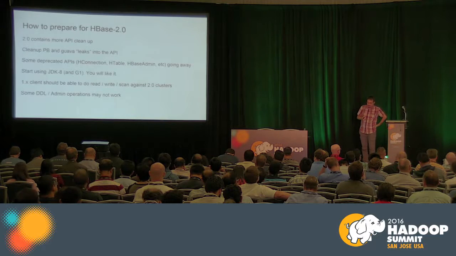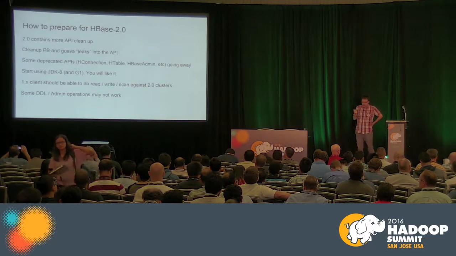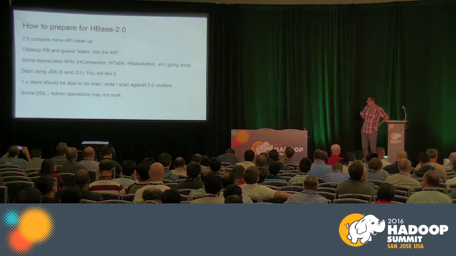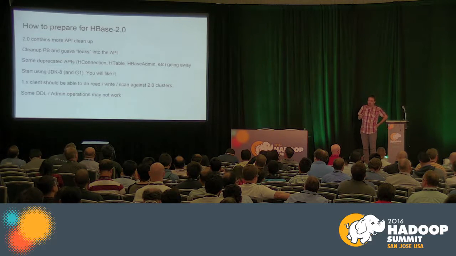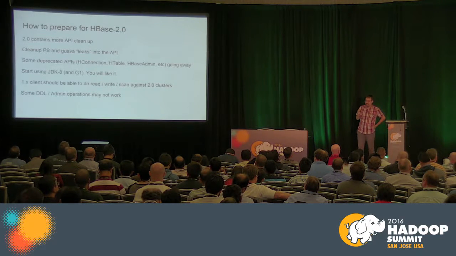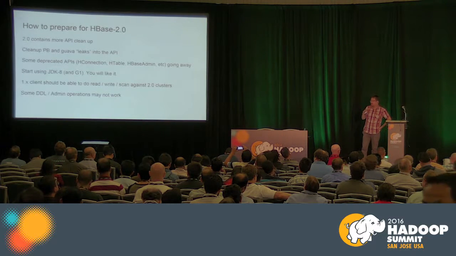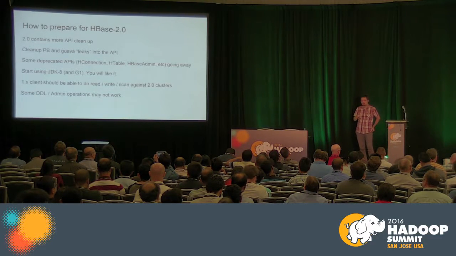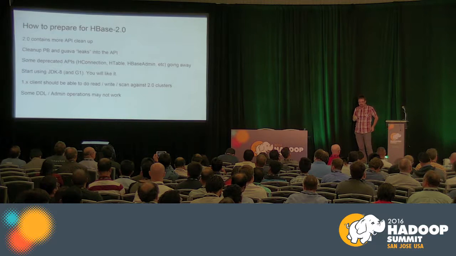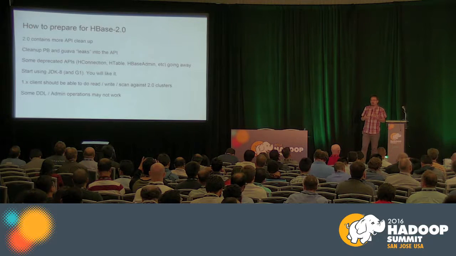So how to prepare? 2.0 contains some API cleanup. Some of the protobuf and Guava has leaked into our API. If you're using HBaseAdmin or HTable, you may notice that some of the APIs are exposing protobuf. So we are plugging those holes and replacing those with Java-level objects because we don't want to expose protobuf objects directly.